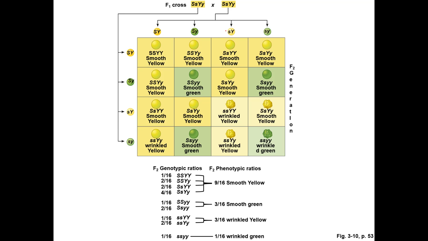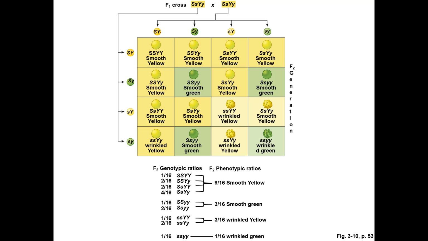Little s, big Y. And then little s, little y. Those are the four possibilities I can get out of this. And the same thing with the other parent, right? So you go down this side, and you're going to get big S, big S, big Y, big S, little y, little s, big Y, little s, little y. Okay, now we're going to go ahead and cross these.